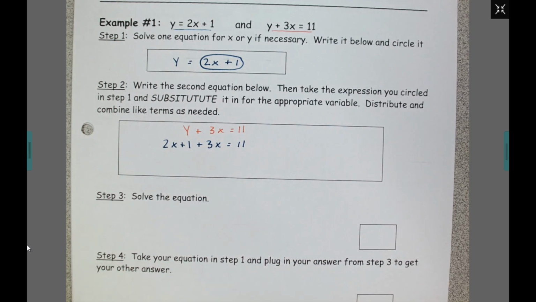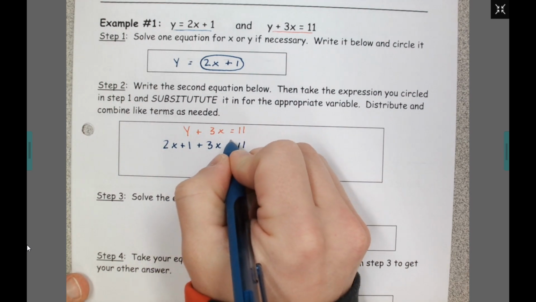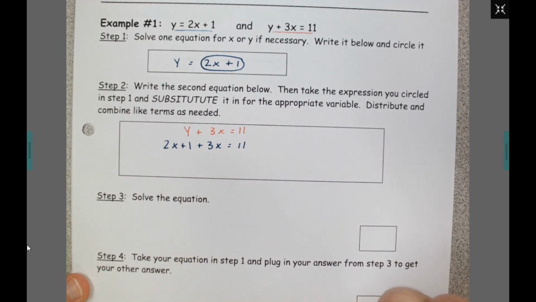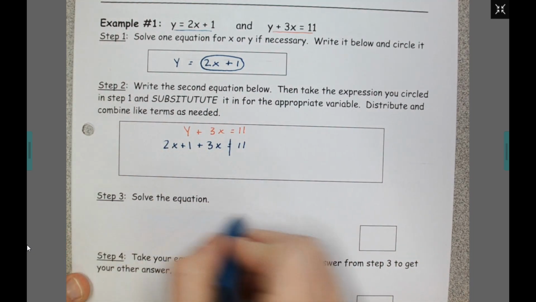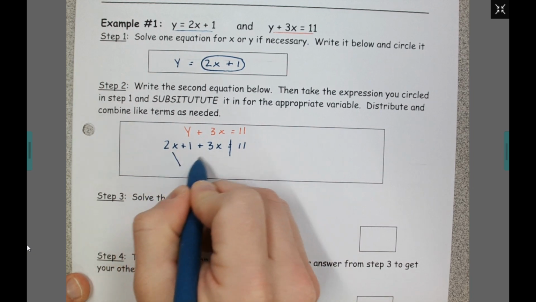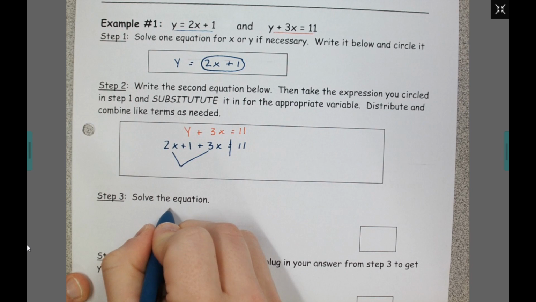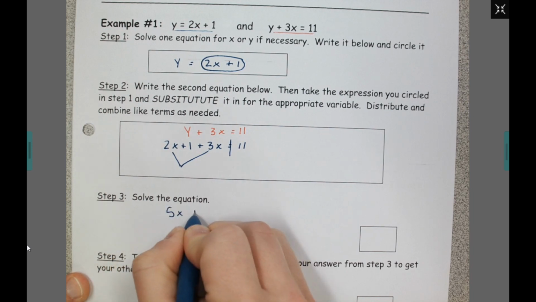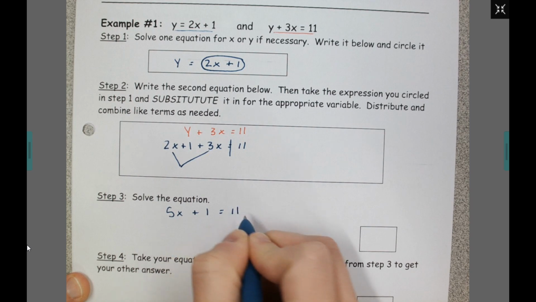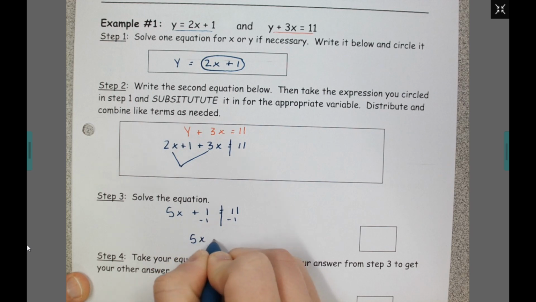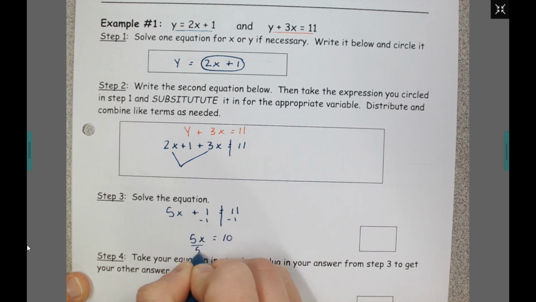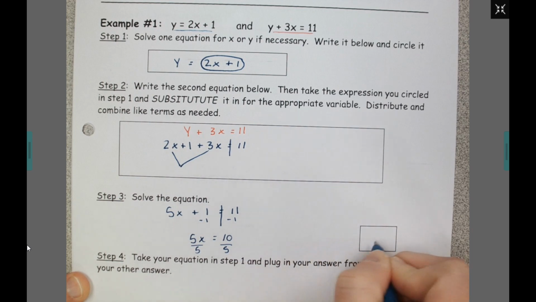From here, it's the same steps that we did back in September. You split the equation into a left and right-hand side, and really this goes all the way down here into step 3. 2x and 3x give me 5x plus 1 equals 11. Still split it, so minus 1 from each side. Get 5x equaling 10. Then divide each side by 5, so we get x equals 2.